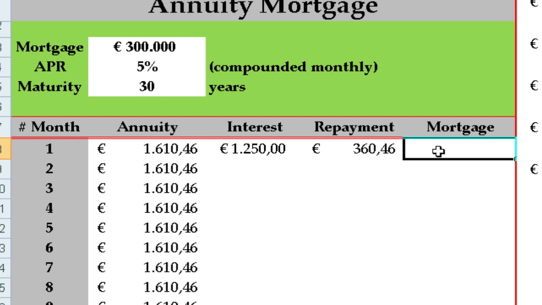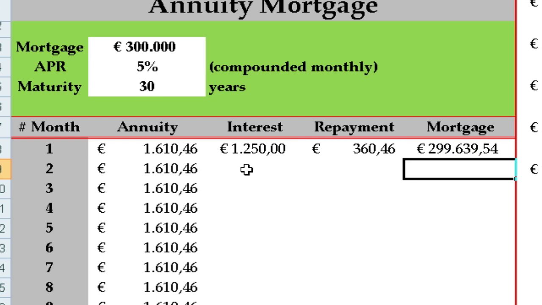So what is the outstanding debt we have with the bank after the first month? That is, we had 300,000 in the beginning when we bought the house, minus the 360 we redeem on this mortgage.